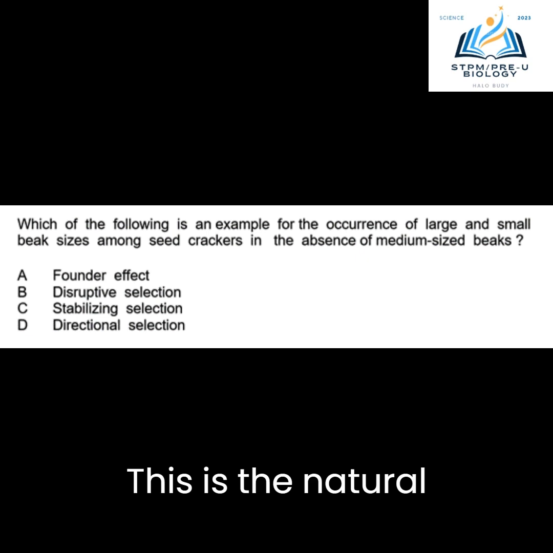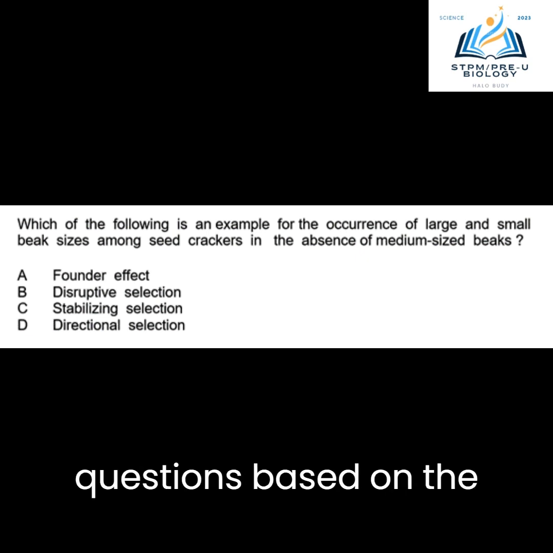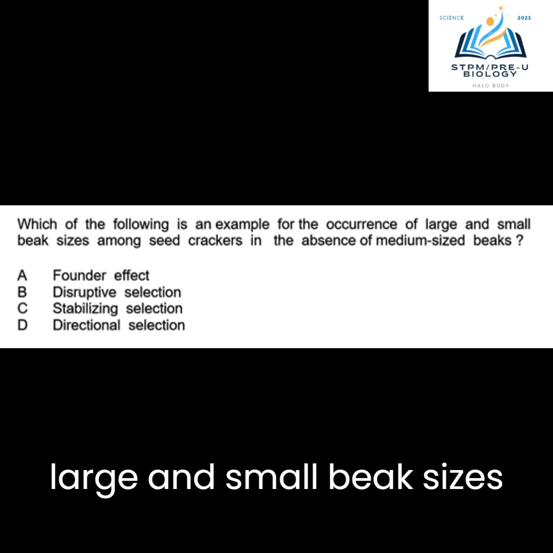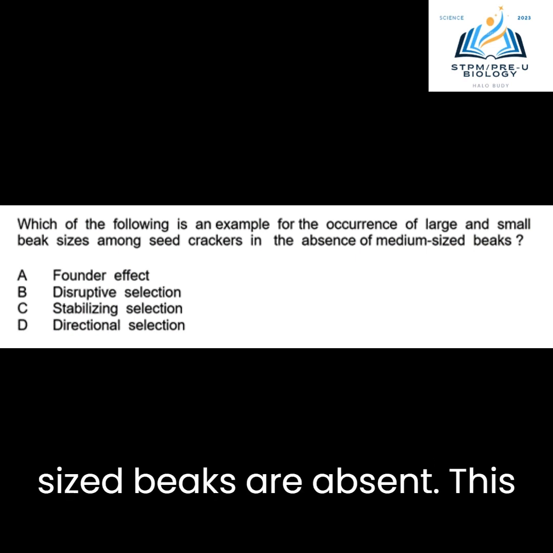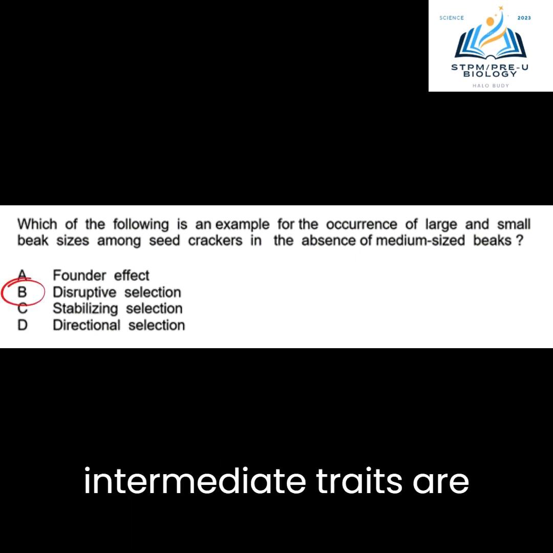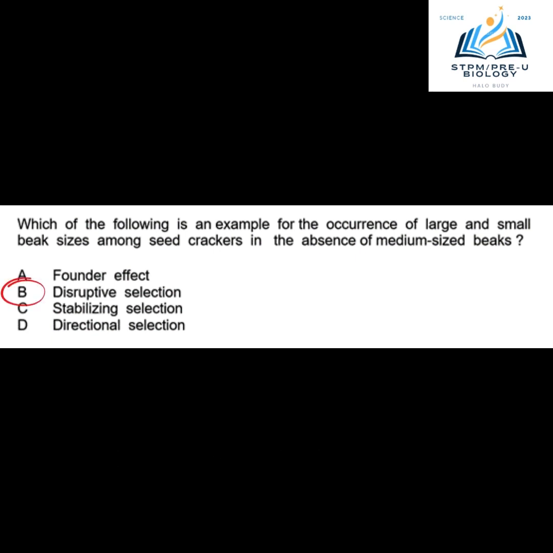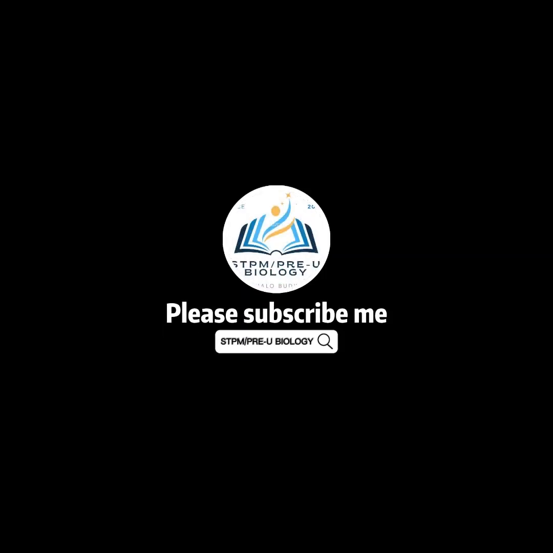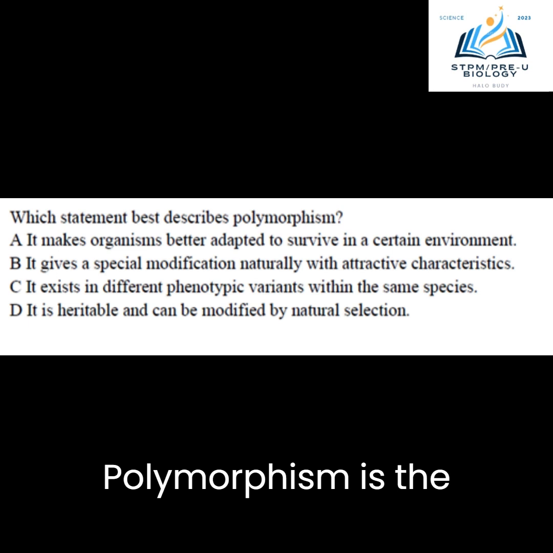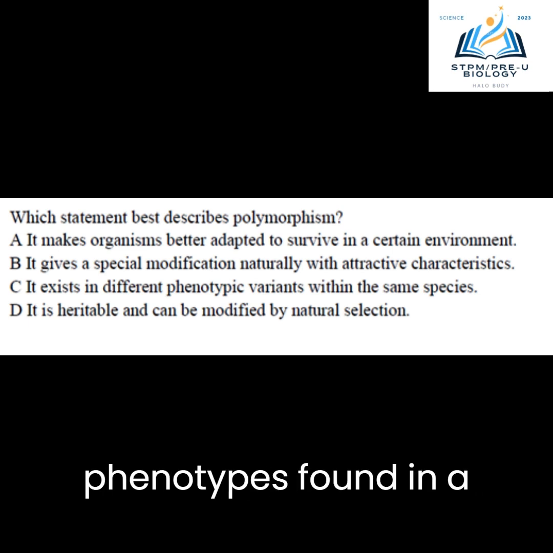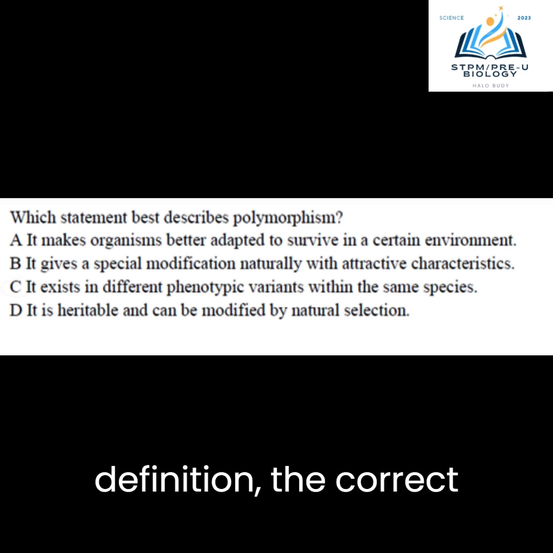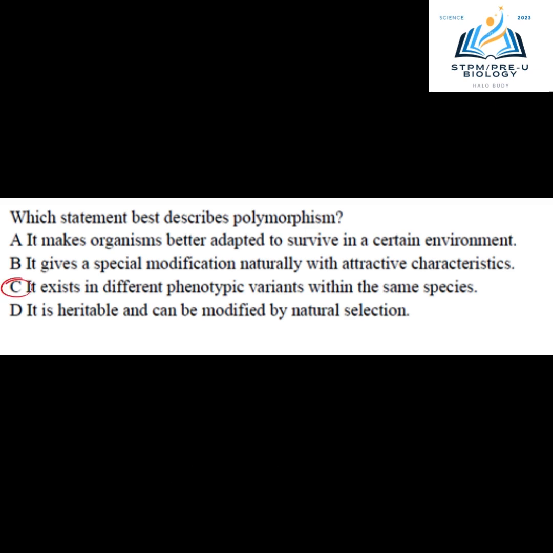This is the natural selection determination question based on the statement given. Only the large and small beak sizes occur while medium-sized beaks are absent. This shows that it is disruptive selection since the intermediate traits are eliminated. Polymorphism is when different phenotypes are found in a population. Based on this definition, the correct answer is C.